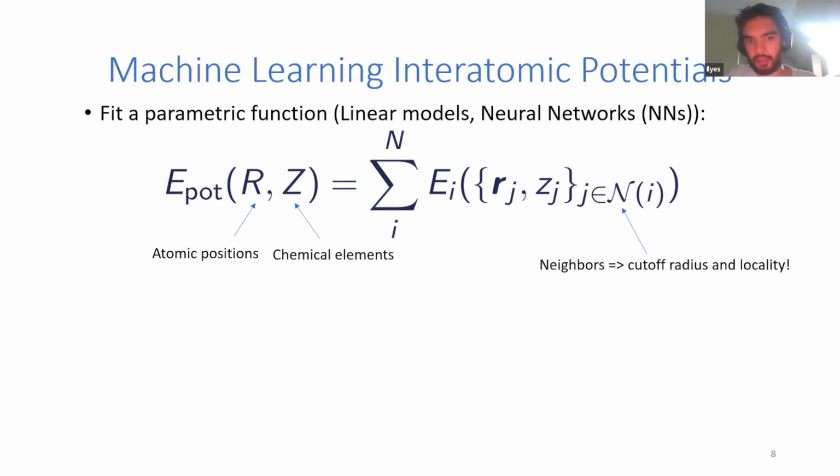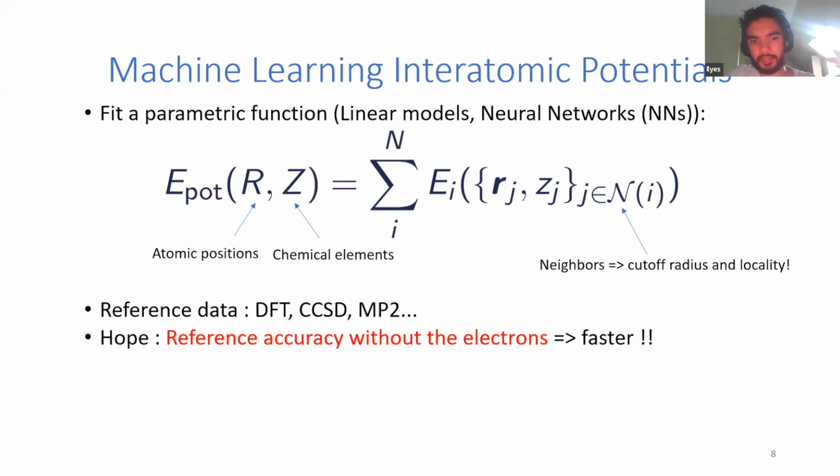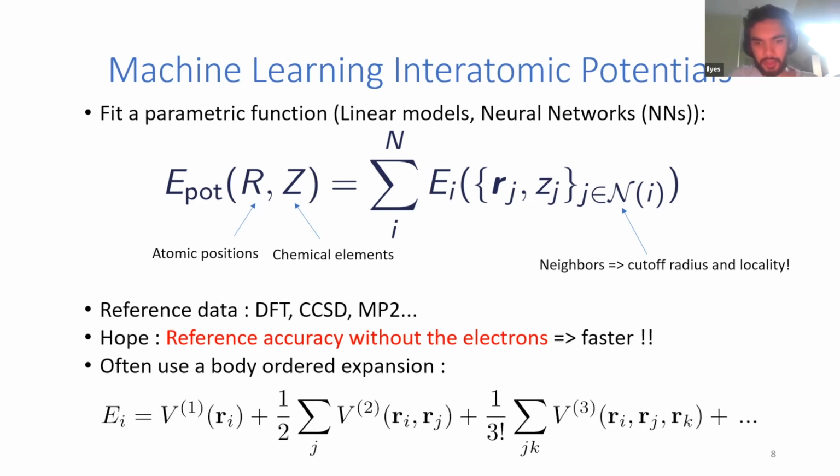And you assume that your total function can be approximated as a sum of local terms, which are called site energies. These are the E_i that are only a function of a certain set of neighbors. The hope is that you fit that to reference data, which can be DFT or coupled cluster, and you hope to have the reference accuracy, but without the explicit treatment of electrons, so it's much faster. And usually one way to approximate this local site energy is to use a body order decomposition, just a Taylor expansion of this thing. Then your real goal is to approximate any term in this expansion, the V's.